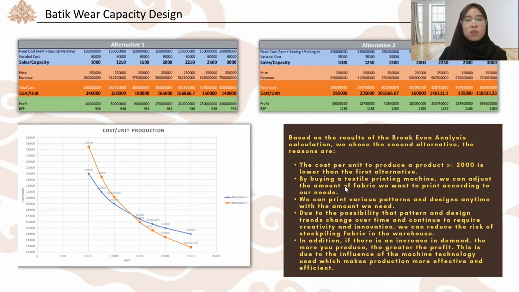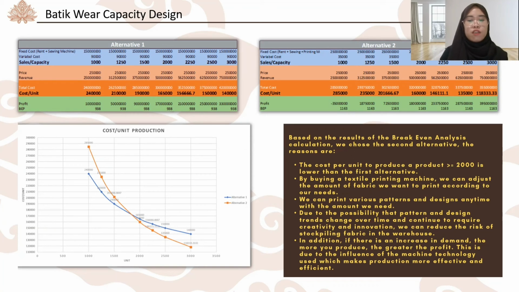And by buying a textile printing machine, we can adjust the amount of fabric we want to print according to our needs. And we can print various patterns and designs anytime with the amount we need. Due to the possibility that pattern and design trends change over time and continue to require creativity and innovation, by choosing alternative two, we can reduce the risk of stockpiling fabric in the warehouse because we can print just the amount that we need.